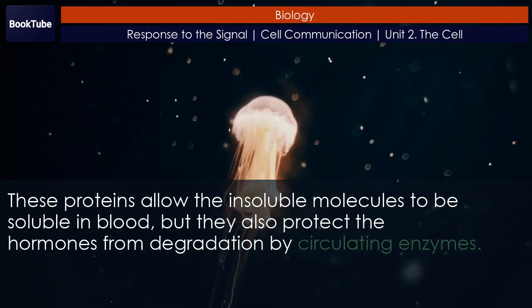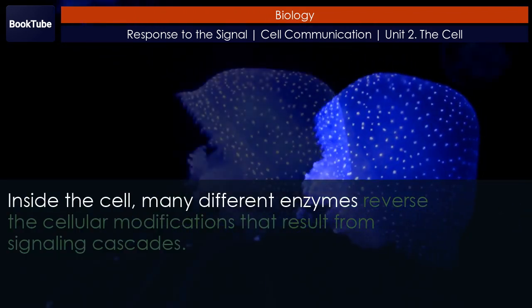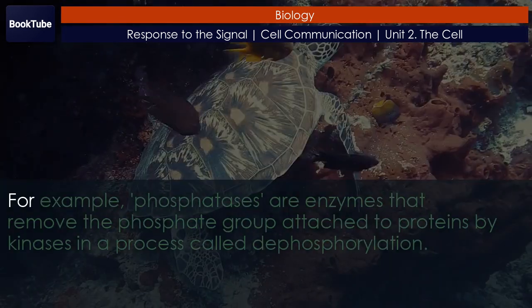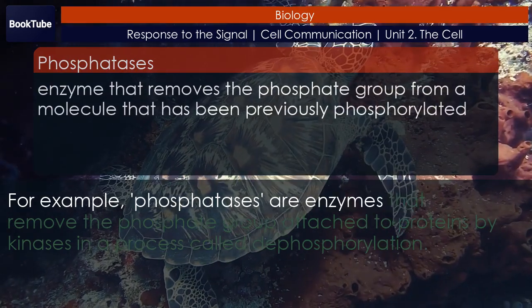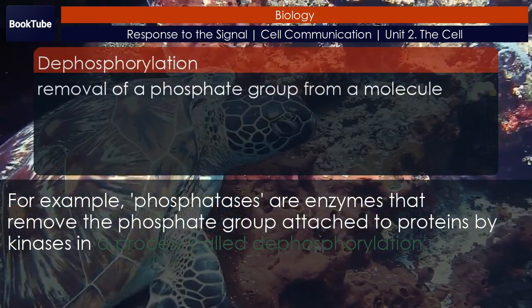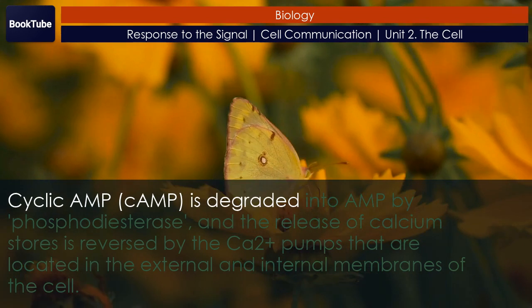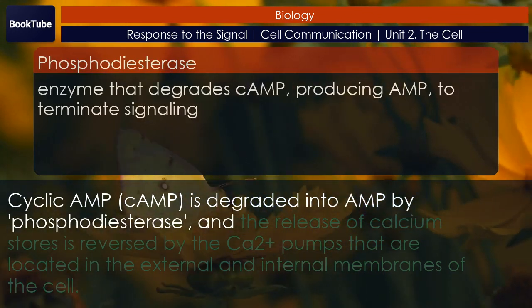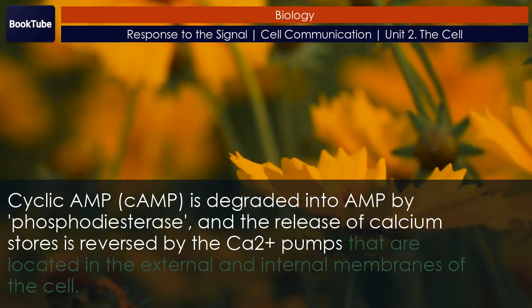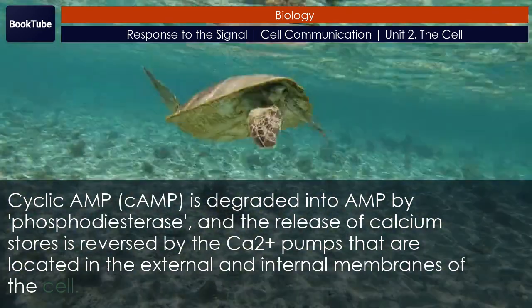degradation by circulating enzymes. Inside the cell, many different enzymes reverse the cellular modifications that result from signaling cascades. For example, phosphatases are enzymes that remove the phosphate group attached to proteins by kinases in a process called dephosphorylation. Cyclic AMP, cAMP, is degraded into AMP by phosphodiesterase, and the release of calcium stores is reversed by the Ca2+ pumps that are located in the external and internal membranes of the cell.